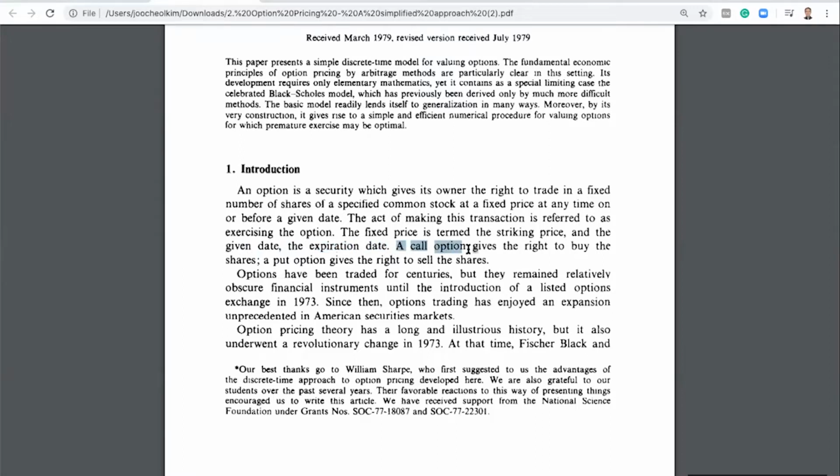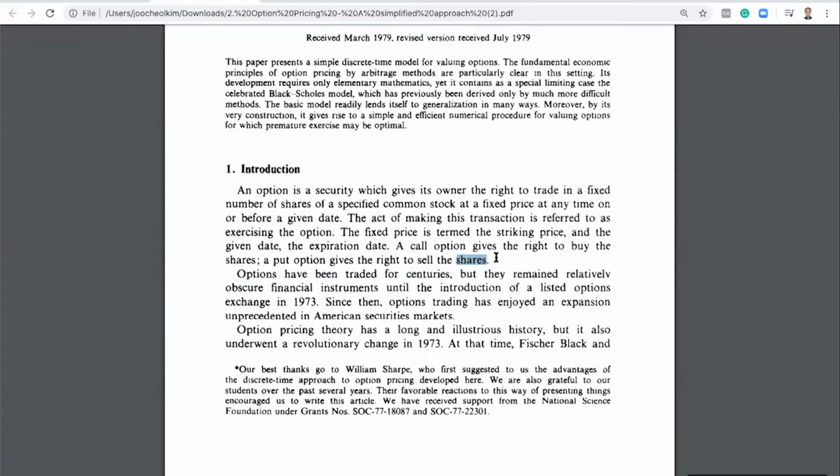And then the call option gives the right to buy the share, and a put option gives the right to sell the share. So we know the difference. The call option is a right to buy the underlying asset, and the put option is the right to sell the underlying asset. And in this paper, the authors think that shares are the only underlying assets, but you can apply the same thing to other underlying assets like the interest rate or the exchange rate.